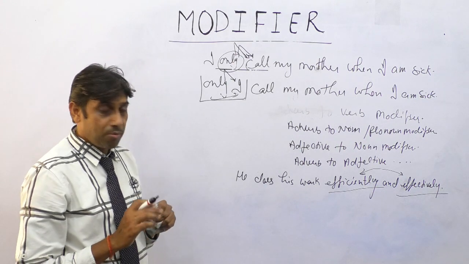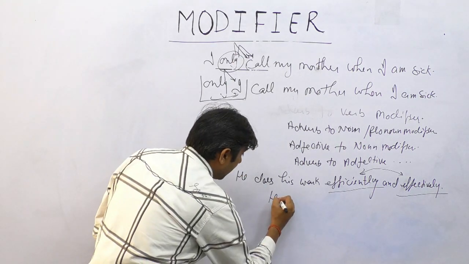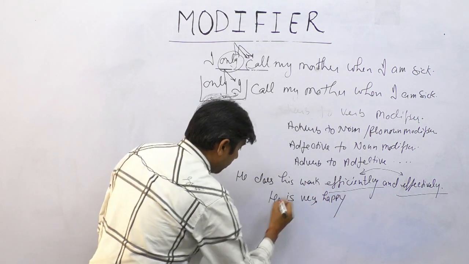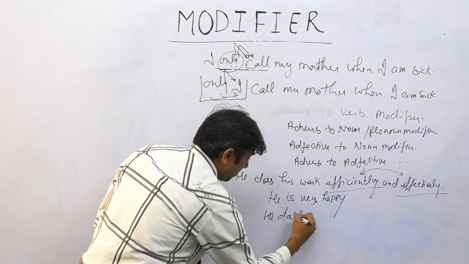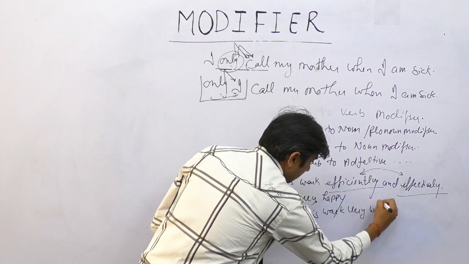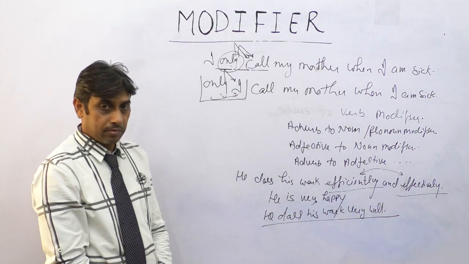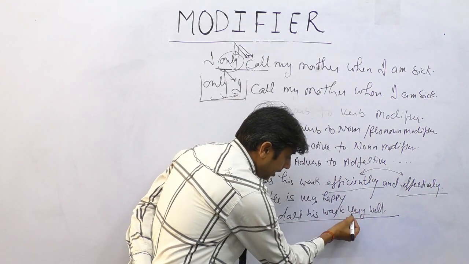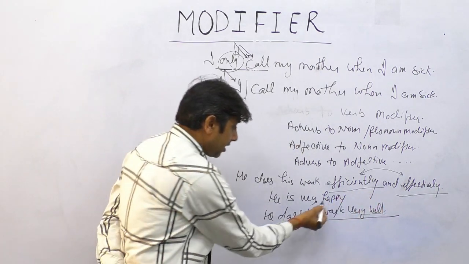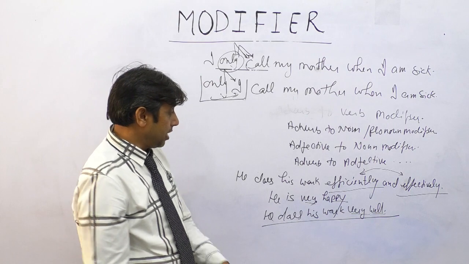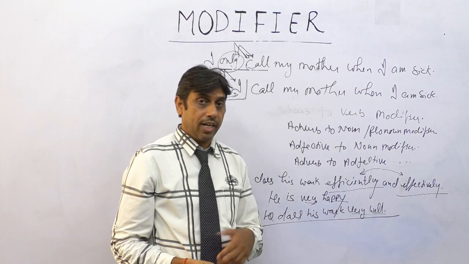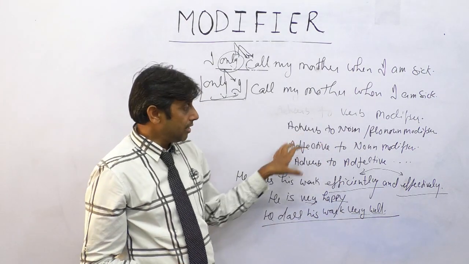Now adverb to adjective modifier is when I am writing, he is very happy. Or this sentence could be written this way, that he does his work very well. Correct? So this is adverb, this is adjective, this is adjective, this is adverb. So this is adverb to adjective modifier, adverb to adverb modifier, adjective to noun modifier, adverb to verb modifier. So these modifiers are written this way only.